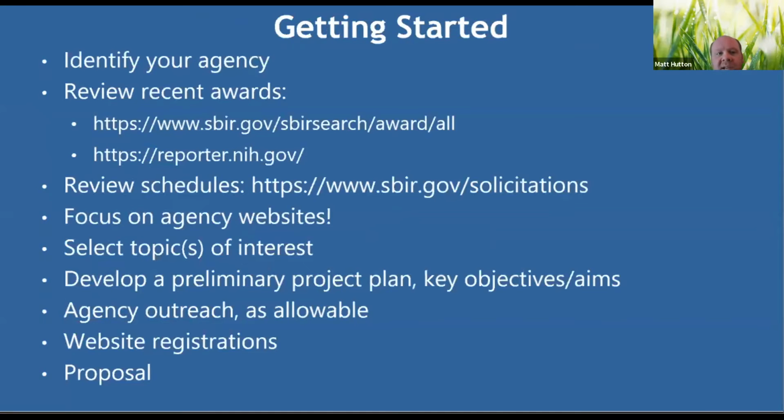You can gain insight into that by reviewing recent awards. So go to SBIR.gov, this SBIR search website. This is a database of all SBIRs for the last 20 years. And it won't have the full project, but it'll have the level of funding. Was it phase 1, phase 2? What state did it occur in? And an abstract. So basically a paragraph summary of the project.